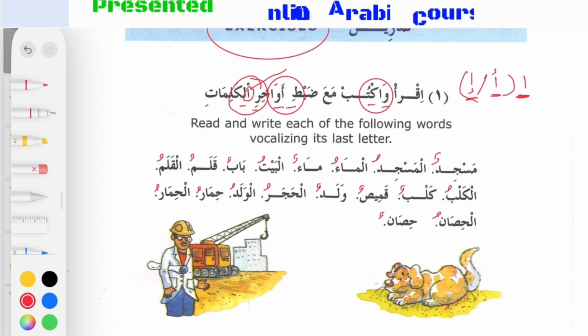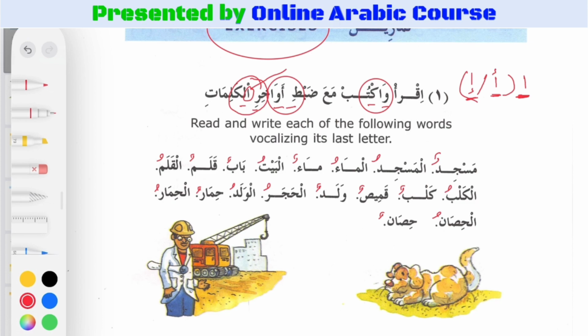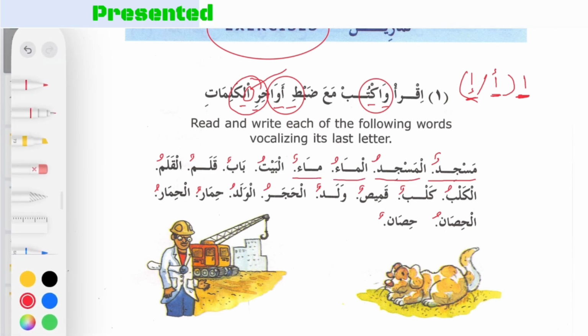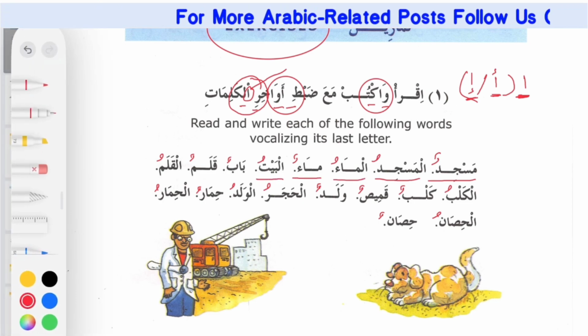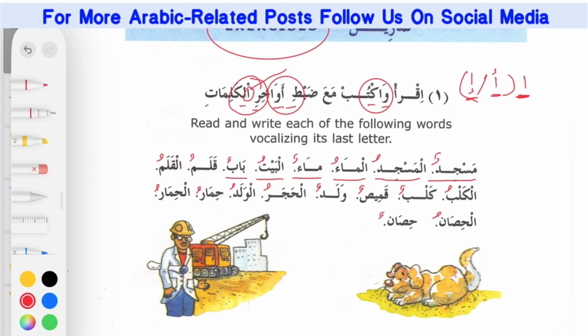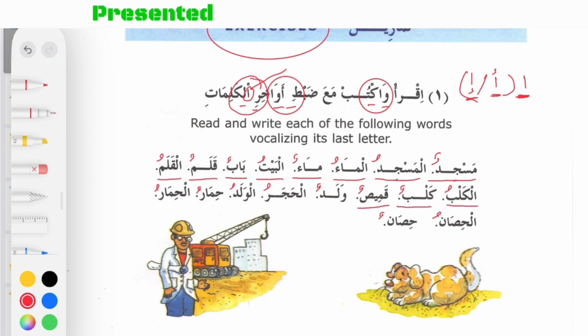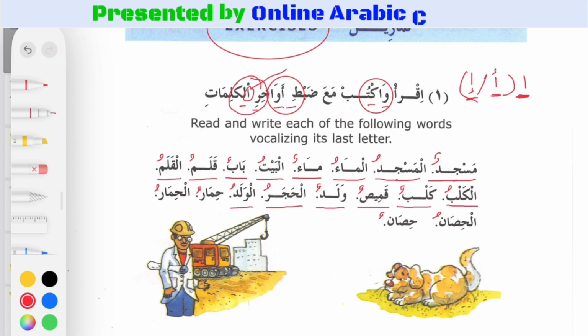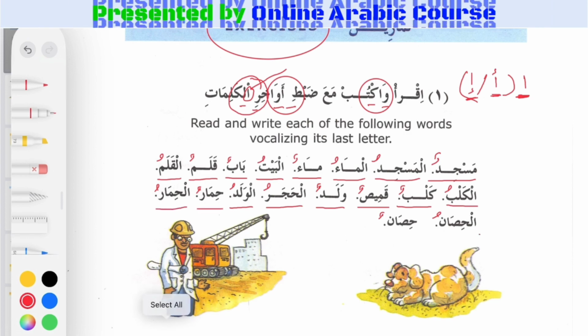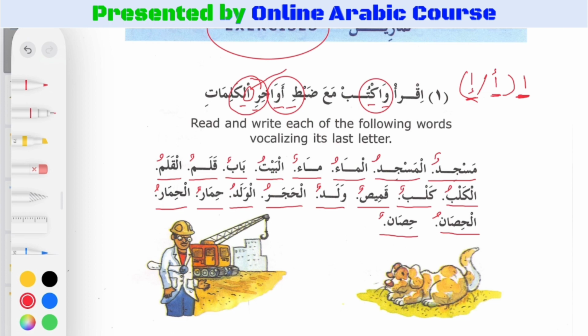And now I'm going to read these words once again. You can repeat after me. Masjidun, al masjidu, al ma'u, ma'un, al baytu, babun, qalamun, al qalamu, al kalbu, kalbun, qamisun, waladun, al hajaru, al waladu, himarun, al himaru, al hisanu, hisanun.